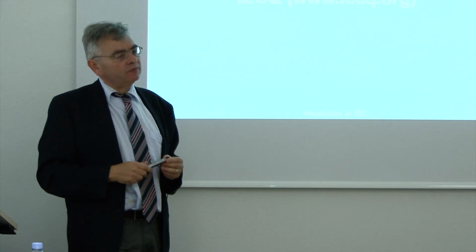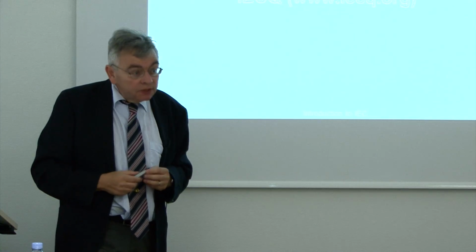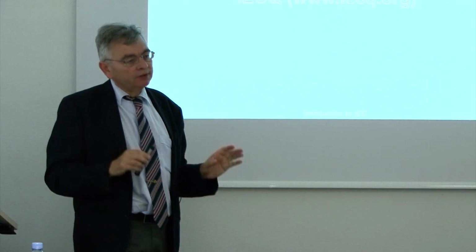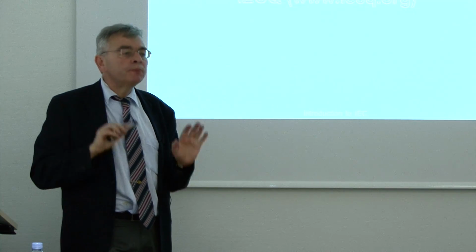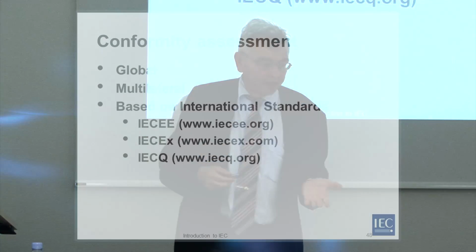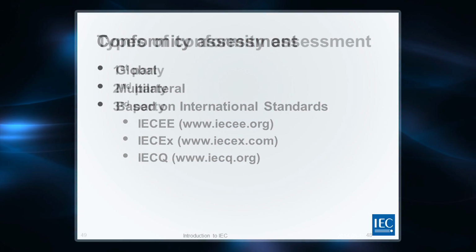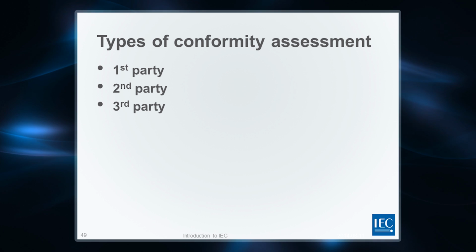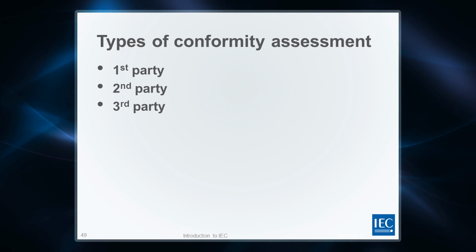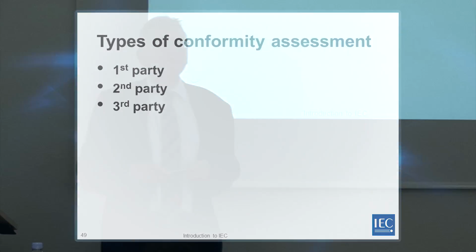And the oldest of the conformity assessment systems, the IECQ, deals with the production of electronic components. And that's dealing much more with the process by which electronic components are being manufactured. You've got three types of conformity assessment: first party, second party, and third party. Let me just explain to you what that means.